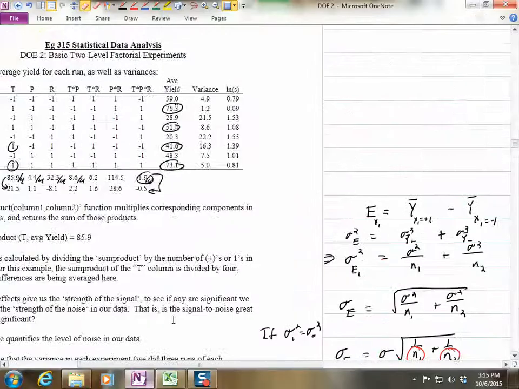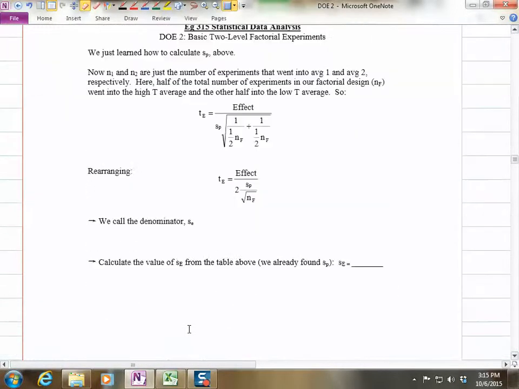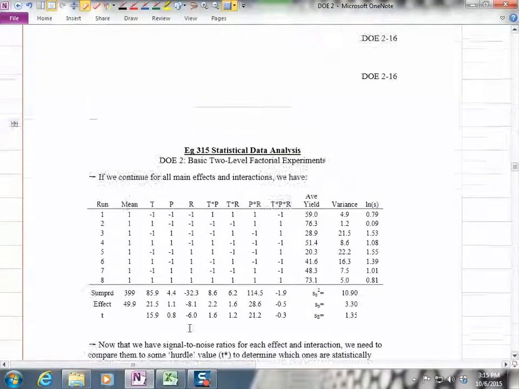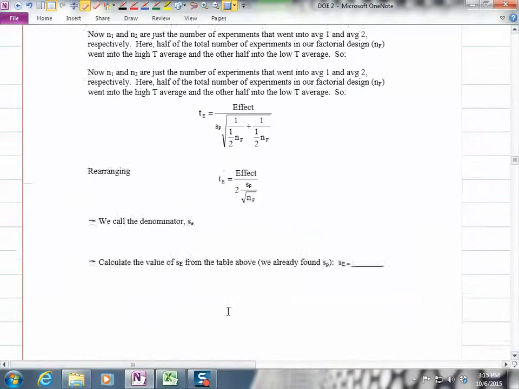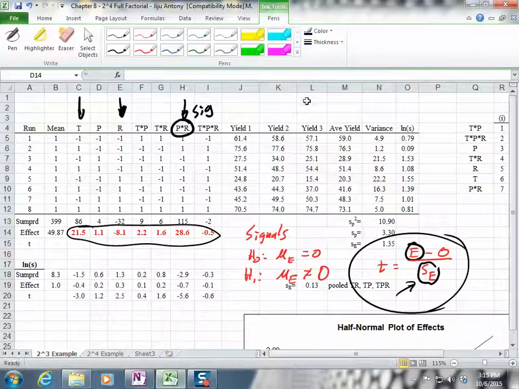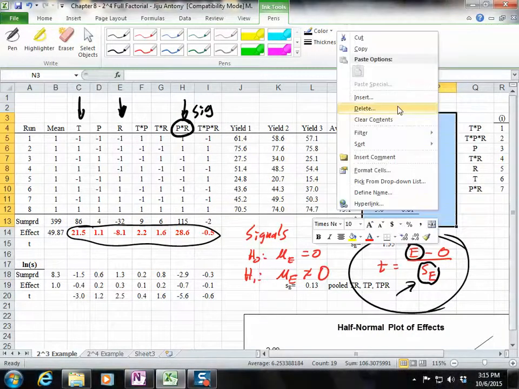So maybe I'll go through the notes to, I'm trying to look at where I've calculated that. Maybe I'll just do that in Excel. All right. I'll get rid of this stuff.